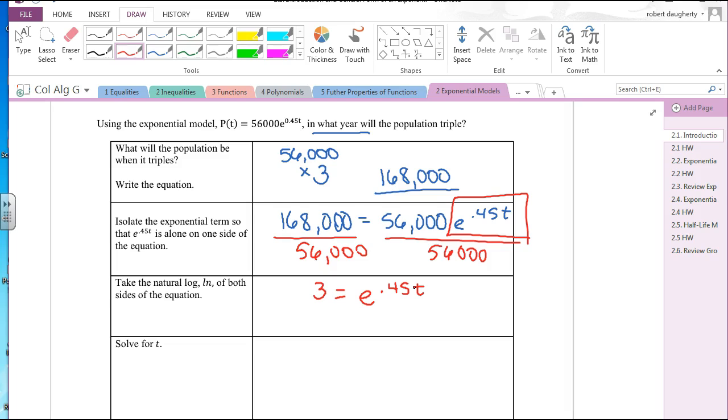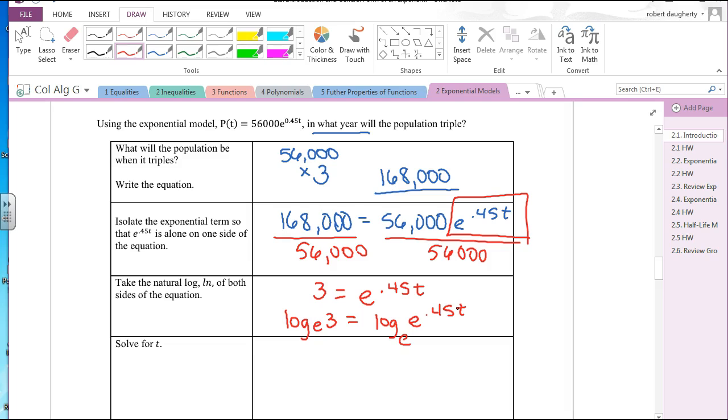What base? Log base e, which is called natural log. So do you want me to write log base e or natural log? Okay, let's just write it log base e. So log base e of 3 equals the log base e of e to the 0.45t. Now, why did I do that?